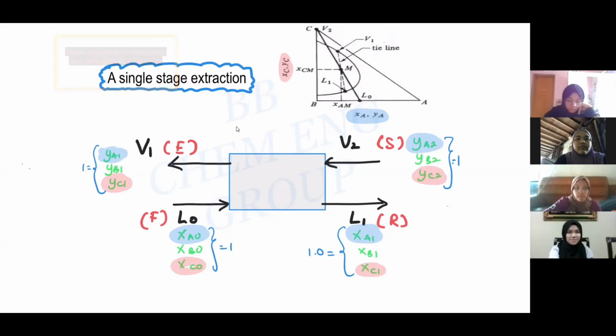So normally they will ask you to draw the schematic diagram only. If you want to draw the schematic diagram, just include these V1, V2, L0, L1, S, E, F, R. Okay. But if you are required to draw the schematic diagram and label the information, you need to include the information that you have in the schematic diagram other than the labels of the schematic diagram. Okay, so I need you to understand that.